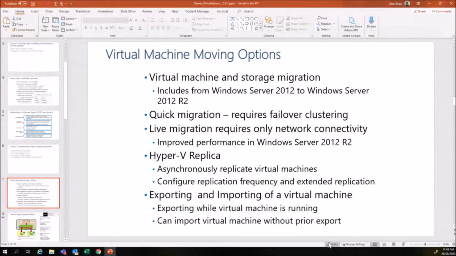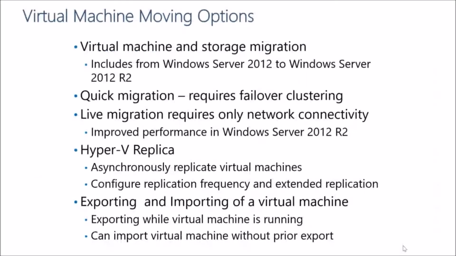So, virtual machine moving options that we can do with Hyper-V: we have cold migration, and there's live migration. Cold migration is basically where everything's off. You turn the virtual machine off, you move it to a different host, and you turn it back on.